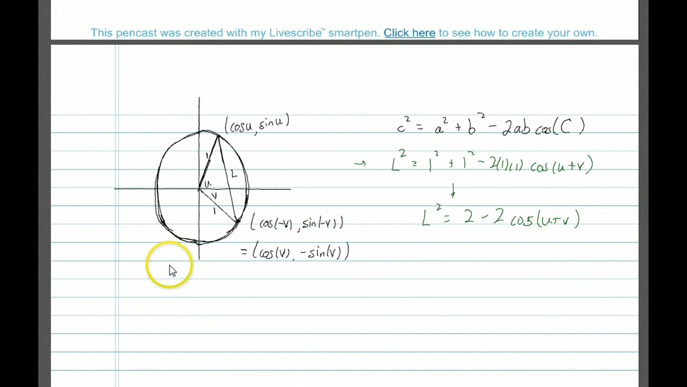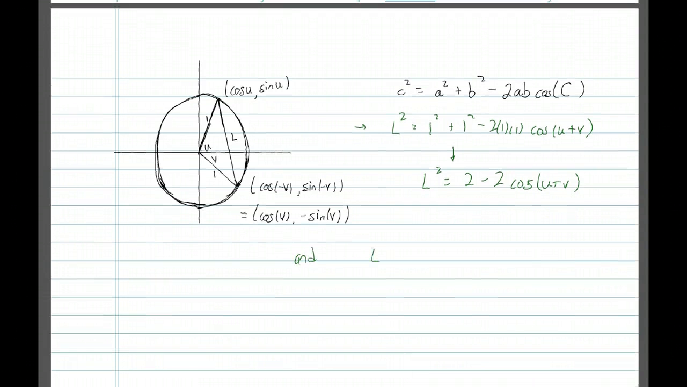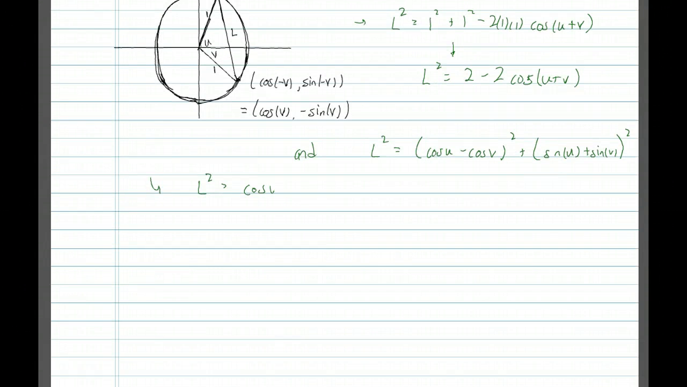To get the other expression we're going to need, we're just going to look at the distance between those two points. If we square it, we don't get a square root, but we get the difference in the x components squared plus the difference in the y components squared. Now, when we take that difference for the y components, we're subtracting off negative sine of v, so it turns into addition. Now, all we're going to do is square each of these expressions out and compare it to what we got above, and that is going to be how we derive the sum formula for cosine.